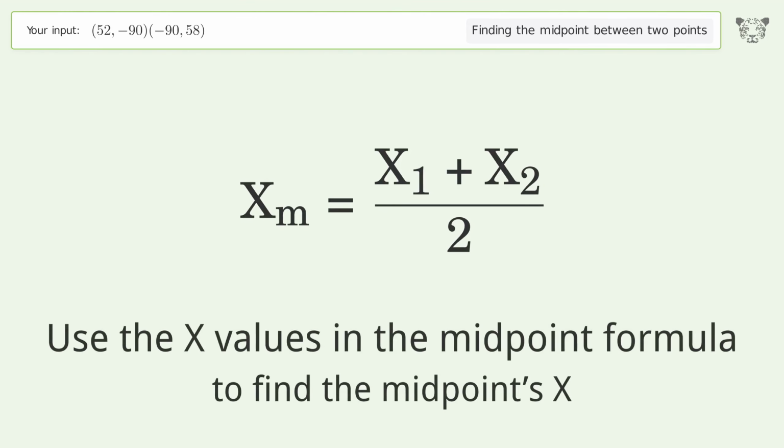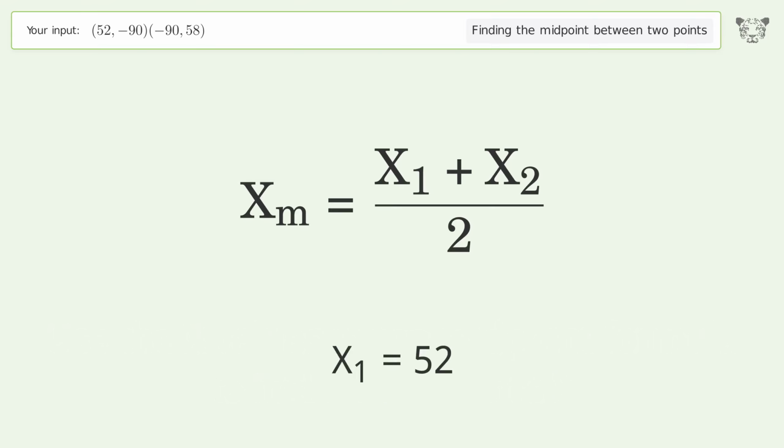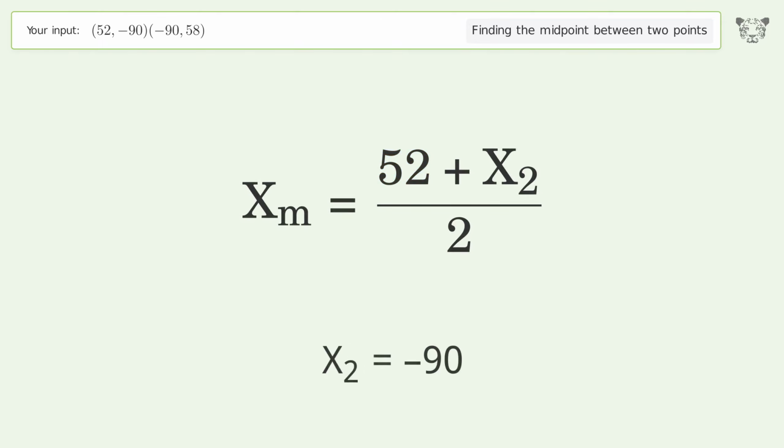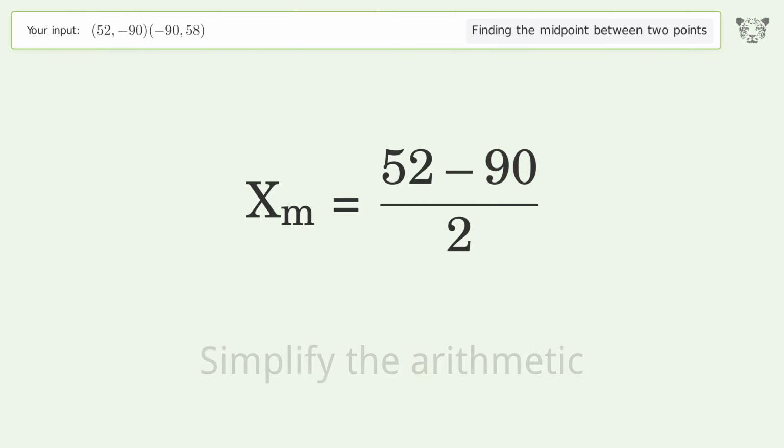Use the x values in the midpoint formula to find the midpoint's x. x1 equals 52. x2 equals -90. Simplify the arithmetic.